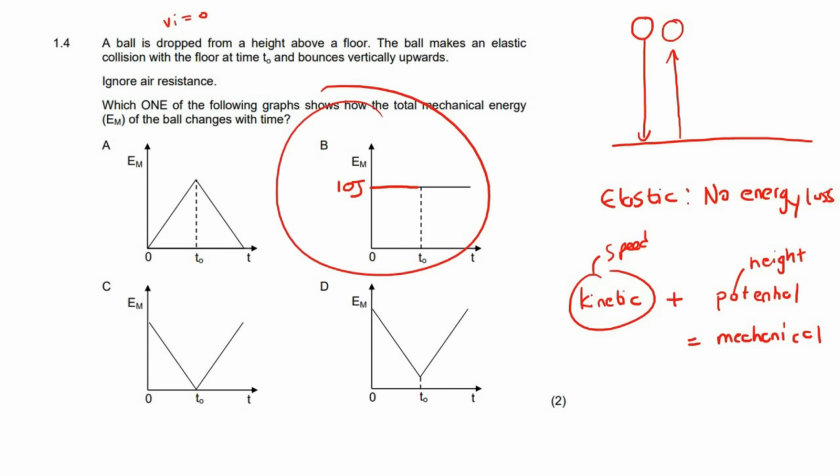And so we're looking for the one where the mechanical energy is constant for most of the duration, except for when it hits the ground over there, where it has a little drop and then it comes back up again. But it happens literally instantly. All right, and so the answer for this one is B.